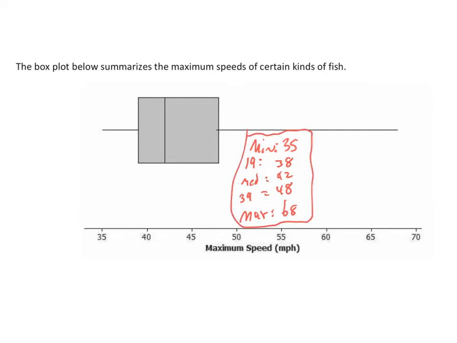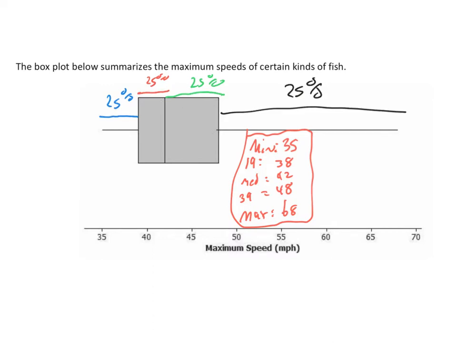Then if you want to break it down into quartiles, you know that 25% is here, 25% is there, 25% of the data is there, and 25% of the data is there. Sweet.